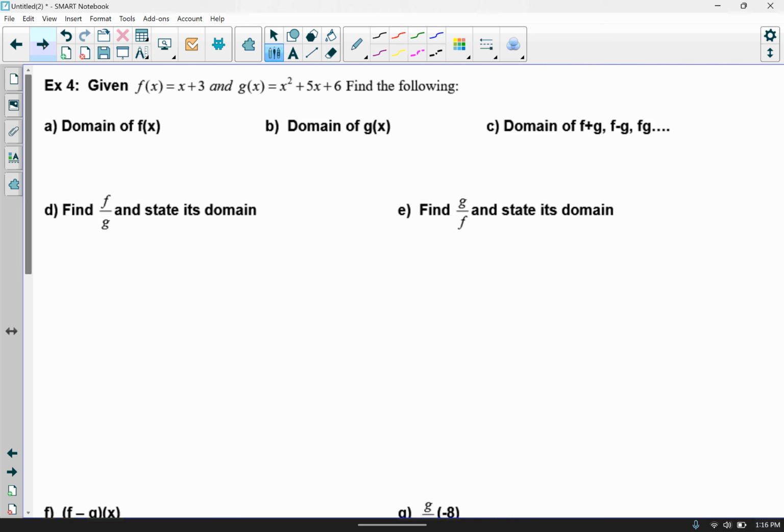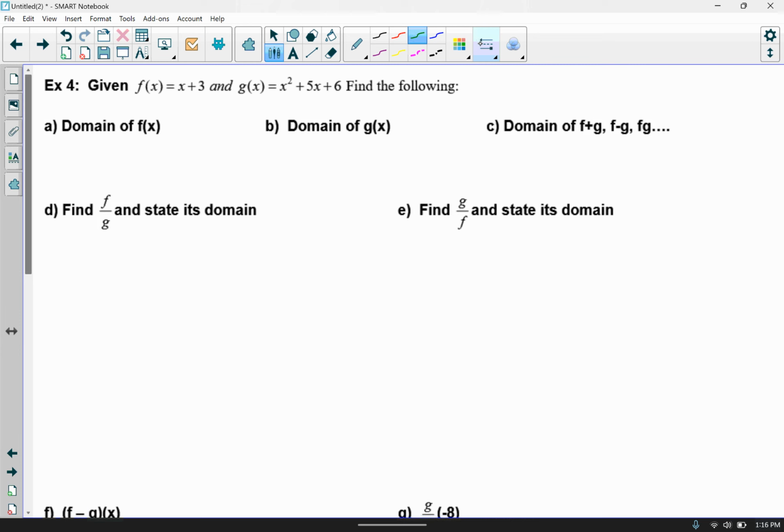Here, look at your f function, your g of x function. We've just done a nice review here of domain. Tell me what the domain of f of x is. Tell me what the domain of g of x is. And then what's the domain of any combination of addition, subtraction, or multiplication of those two functions. So if you would like, pause the video. If not, I'm going to go ahead and go on here.